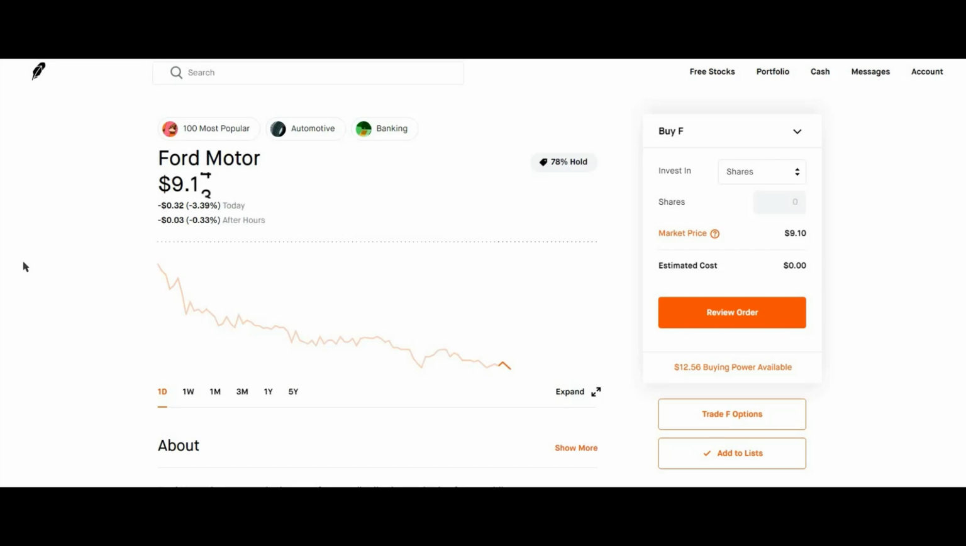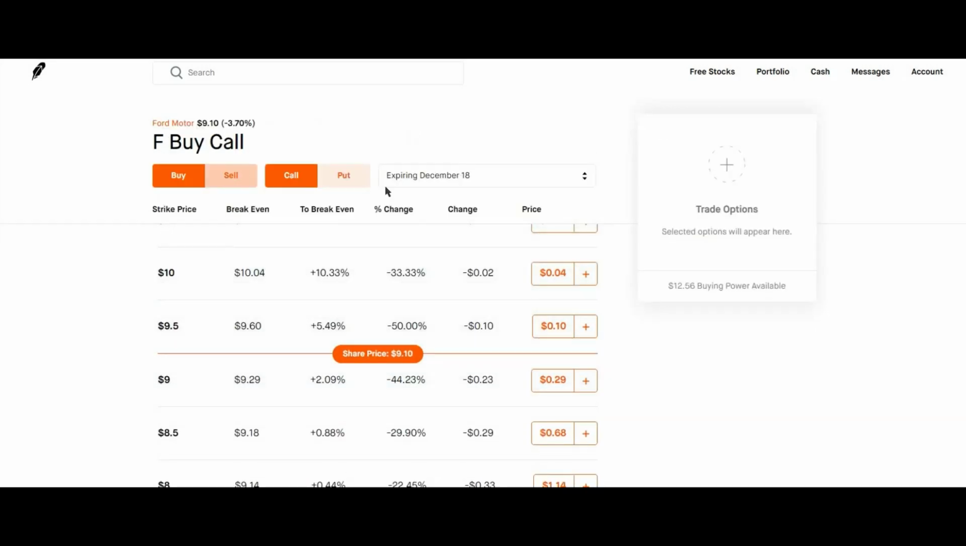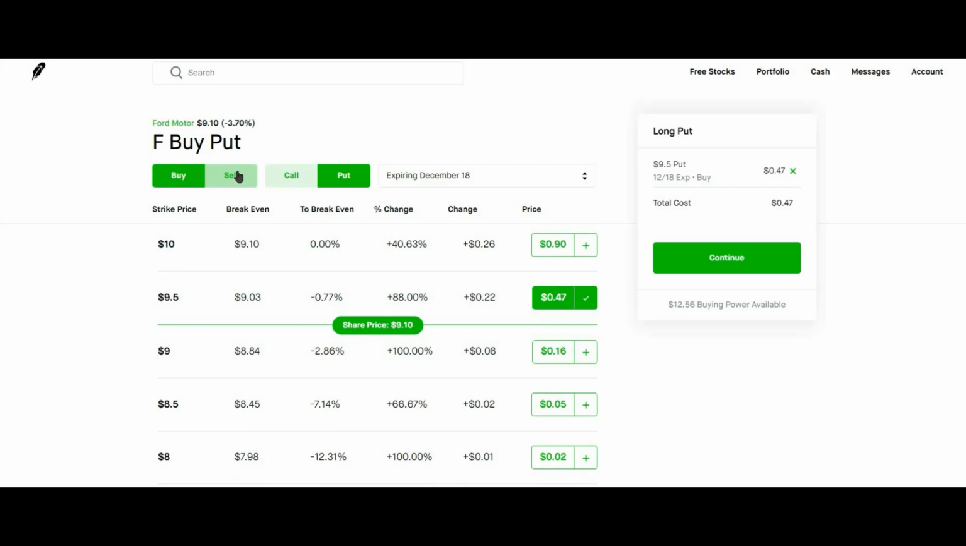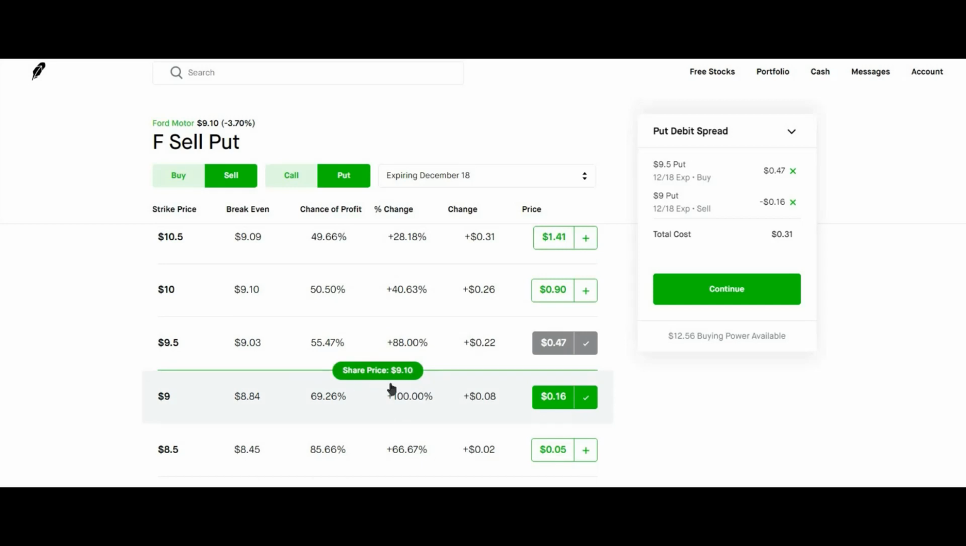I think this is going to go below $9 next week, and a lot of other people think it is too. So I'd say that's a pretty fair judgment. So if we go into Ford options, we'll select puts this time. So we can buy a put. So our buy put is going to be on the top now instead of the sell with a call, because we're flipping it around. So our sell strike is going to be below our buy strike. So let's buy the put at $9.50 and sell it at $9. So we could see the current share price is at $9.10.